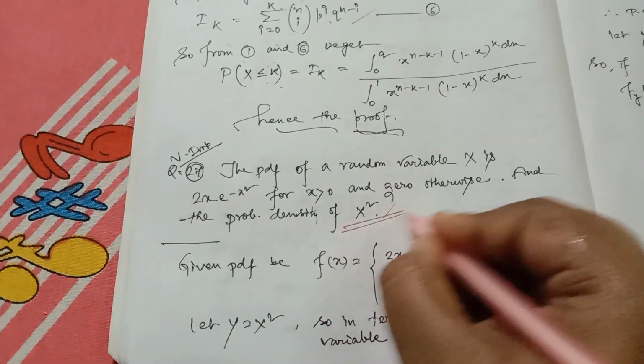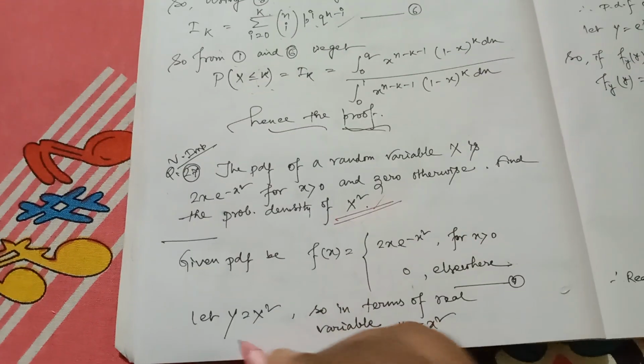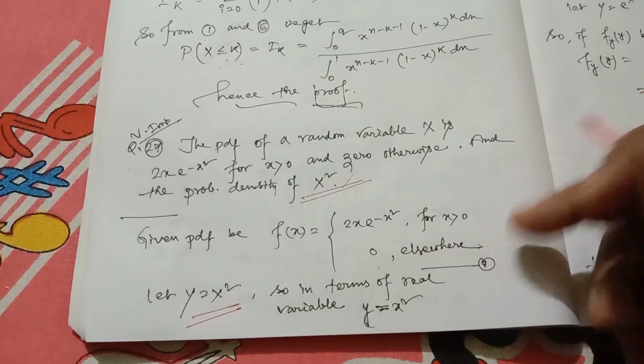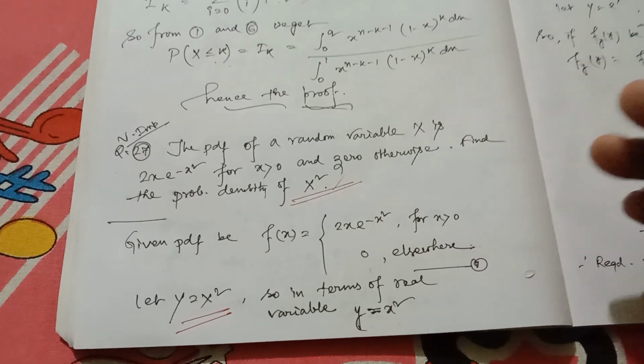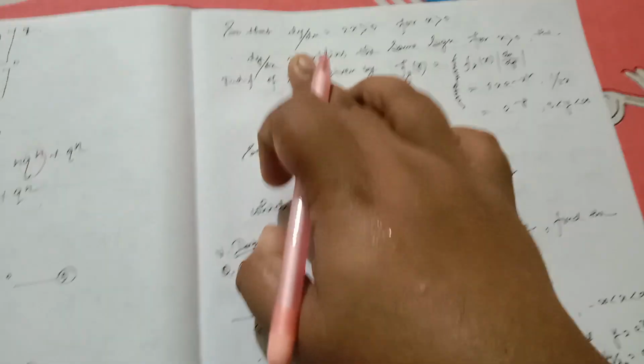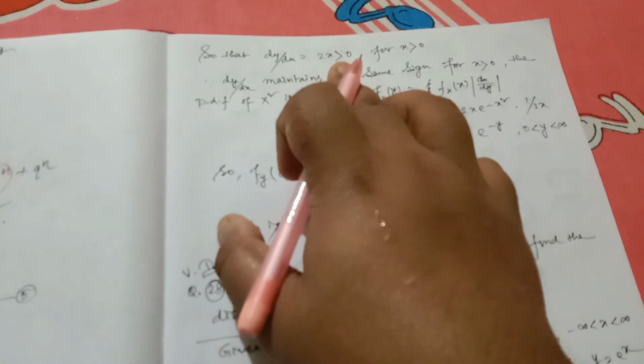Now let us take the substitution y is equals to x square. You can see I have written this one. So in terms of real variable it will be small y is equal to x square. As you have changed the variable, so you need to find out dy dx. So that's why in the next line you can see I have obtained dy dx, that is 2x.